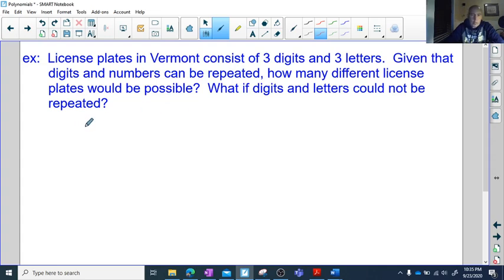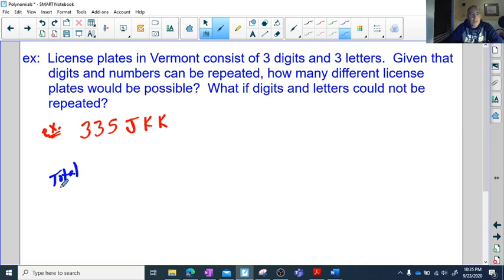So your license plate could be something like this. So 3 digits, let's say it could be 3, 3, 5, J, K, K. So that could be a license plate. This is just an example. So I want to know how many different license plates could I do if this were the combination of patterns that were allowed.